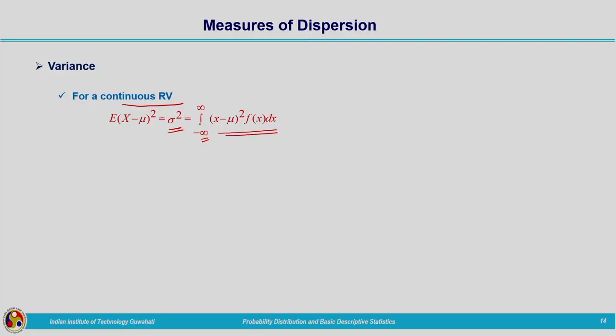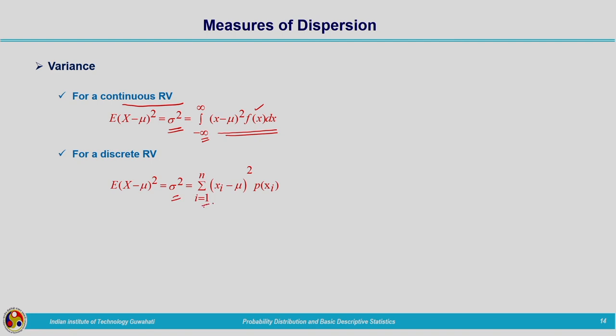So E[(x minus mu) squared] is represented by integral from minus infinity to plus infinity of (x minus mu) squared f(x) dx. f(x) is nothing but our probability density function. This is for the continuous random variable. For the discrete random variable, we can write it as E of (x minus mu) squared is equal to sigma square.